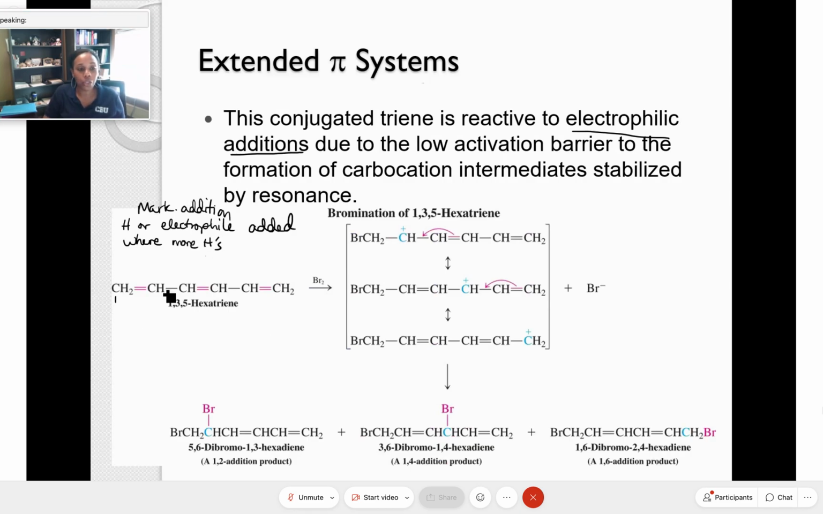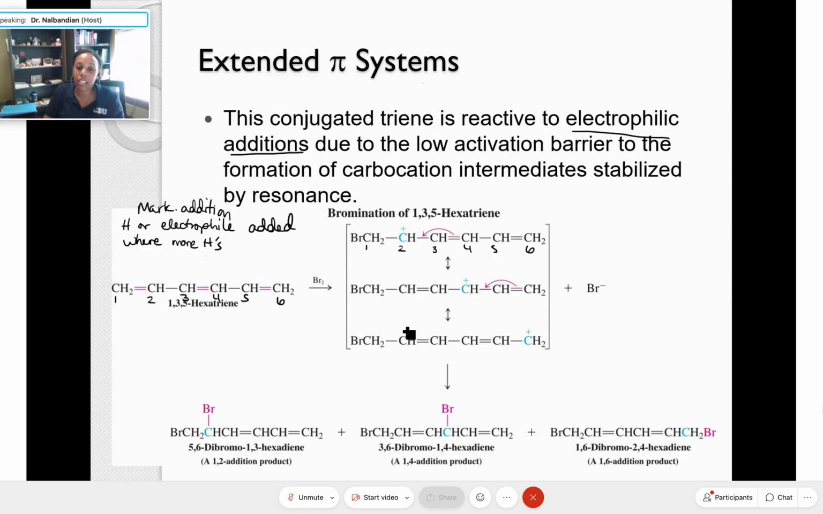So you have this whole chain. The only place that it could add, where there are more H's, is either 1 or 6. It doesn't matter, those are the same, right? Carbon 1 and carbon 6 are the exact same. So here they're just going to add the electrophile to carbon 1, but it would have been the exact same thing if you had added it to carbon 6 in this case, so it didn't matter. But if we add that to carbon 1, then we know carbon 2 would be the carbocation.